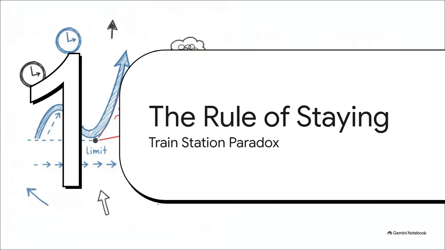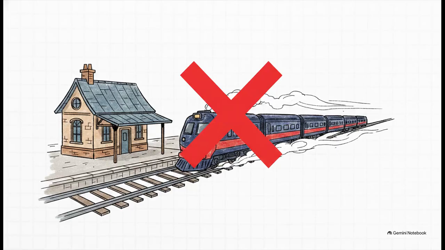Section 3. The rule of staying. The train station paradox. You know, passing that epsilon challenge is super impressive, but it's actually not quite enough.